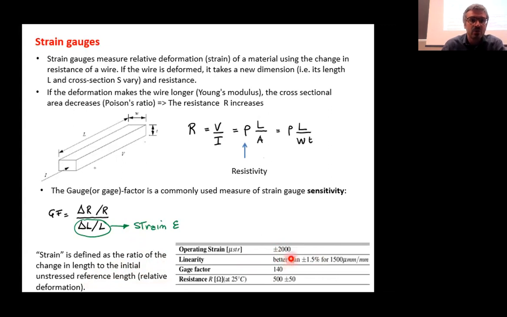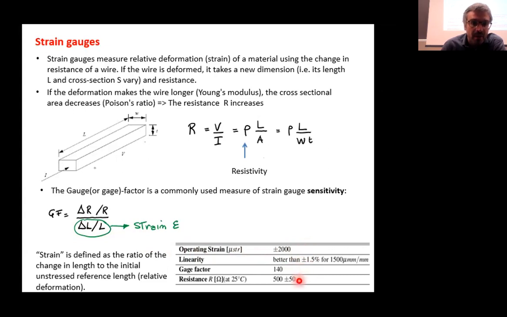the operating strain. So in this case, a microstrain is just a dimensionless unit of measure, because the changing length and the length have the same unit of measure, in meters. And we see here that the operating strain range is plus or minus 2000.